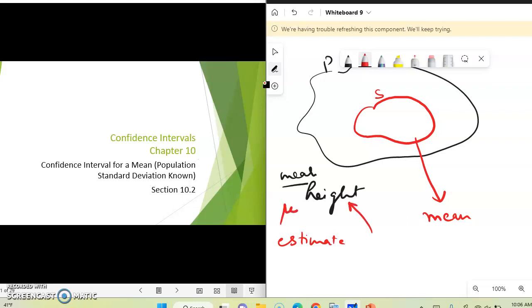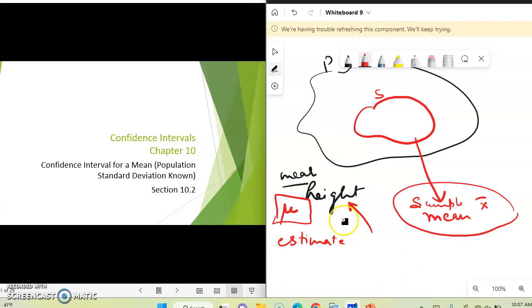That is mu. For the sample it is x bar. So using x bar, we are trying to estimate the mean height of all the students which we are talking about.